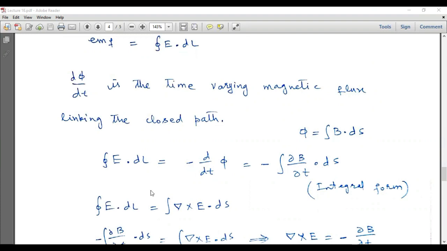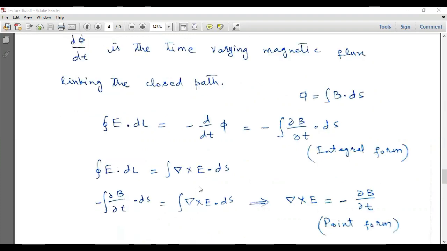We also know that if we apply Stokes' theorem on this expression, the line integral of E dot dl will be equal to the surface integral of del cross E dot ds. And we can compare these two expressions. So minus partial B over partial t dot ds is equal to del cross E dot ds. It means del cross E is equal to minus partial B over partial t. So this is the modified form of the second Maxwell's equation.